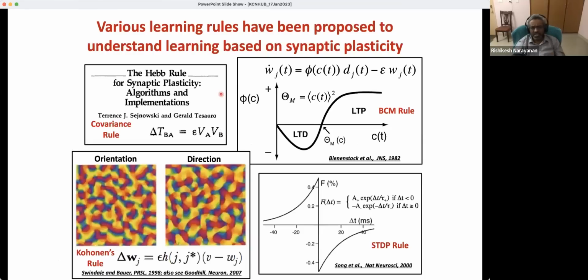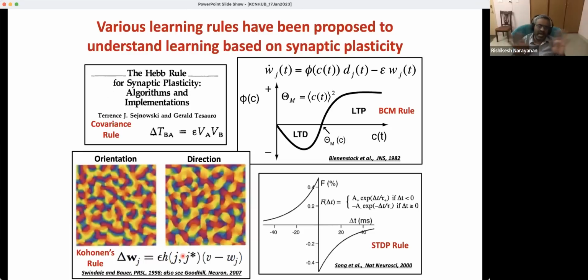Right? So over the years, again, several rules have been proposed for how these synapses would learn, what kind of interactions they would have with the pre and postsynaptic activity, and whether they would be dependent upon spike timings, whether they would be dependent upon the average activity in the two neurons, whether it is going to be governed by some kind of threshold, or is it going to be governed by some kind of winner-takes-all mechanism that is going to drive synaptic plasticity?